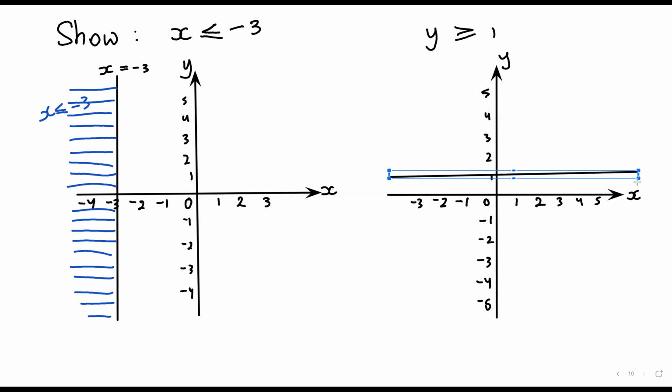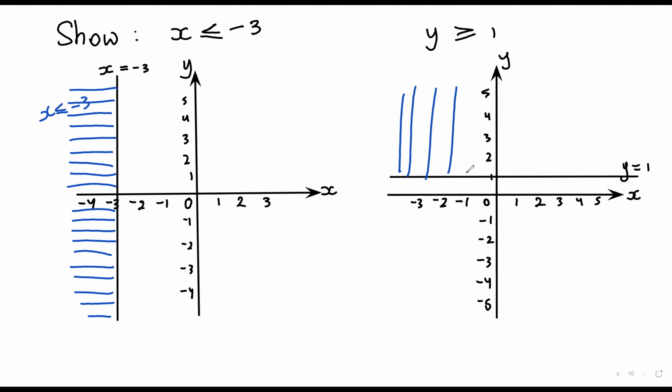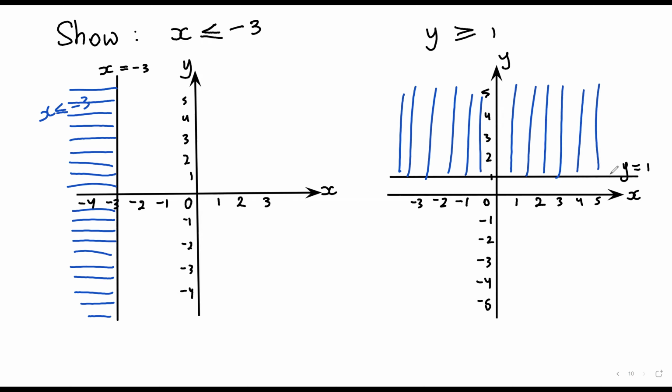So this line that I just sketched here is the line y is equal to 1. It's a horizontal line passing through y is equal to 1. And then it's greater than or equal to 1, so the area that I would have to shade is all of the values above 1. So that would be here. This region here is y is greater than or equal to 1.